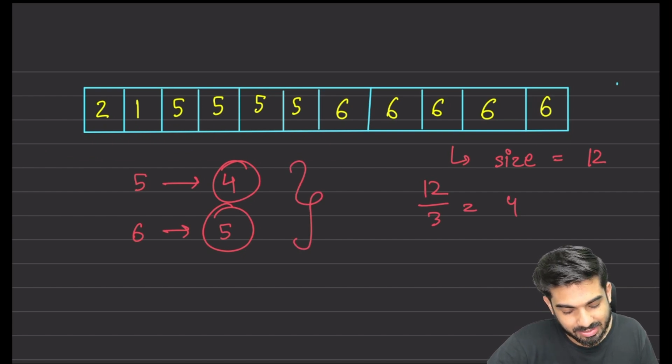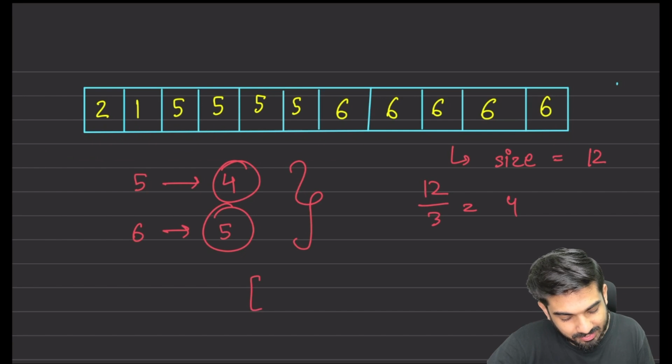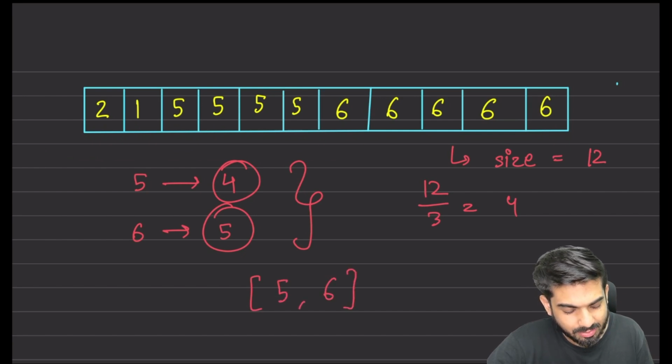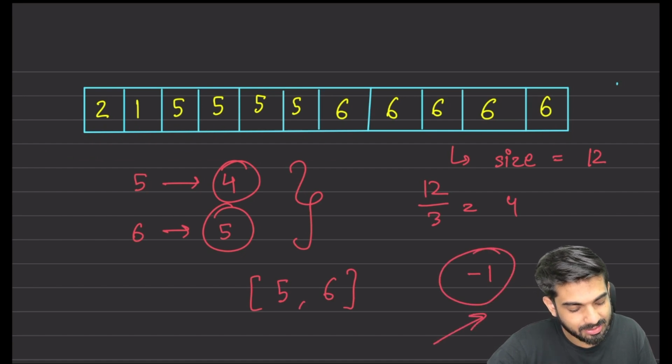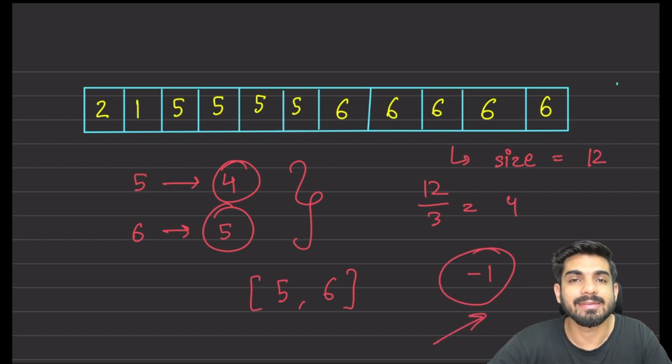I think this part makes sense. And in this case, the answer will be what? It will be 5 or 6. But if this condition is not satisfied, for the edge case part, we will be returning -1. I think this part is clear.